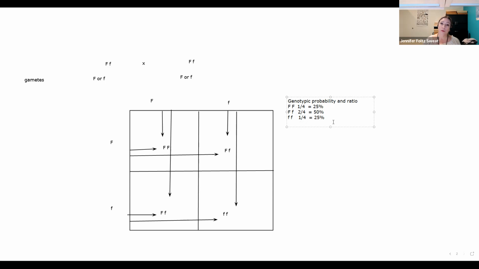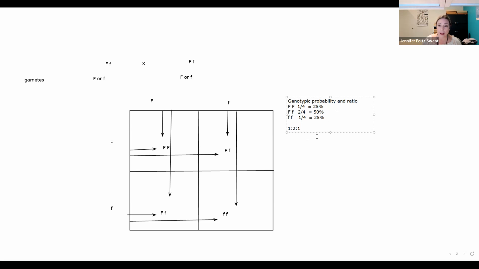One final thing you need to be able to figure out here is ratios. So in order to get the genotypic ratio, you take the numerator, that's the top of the fraction, and use that for your ratio. So we have a 1 to 2 to 1 ratio of big F, big F to big F, little f to little f, little f. And that is telling you what I just said. For every 4 individuals, 1 will have homozygous dominant, 2 will be heterozygous, 1 will be homozygous recessive.